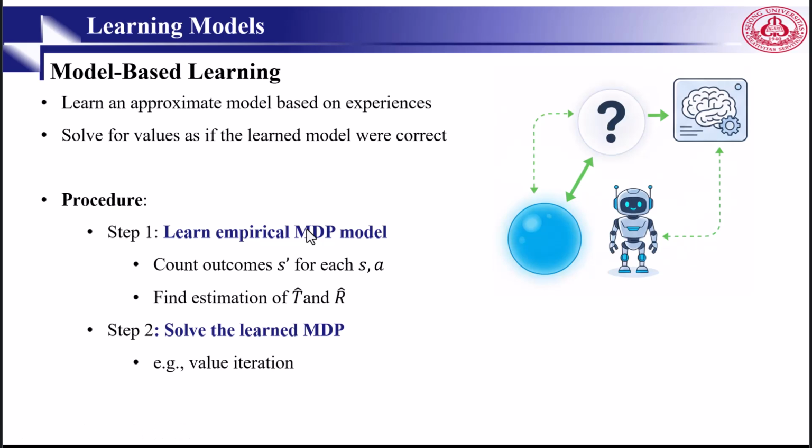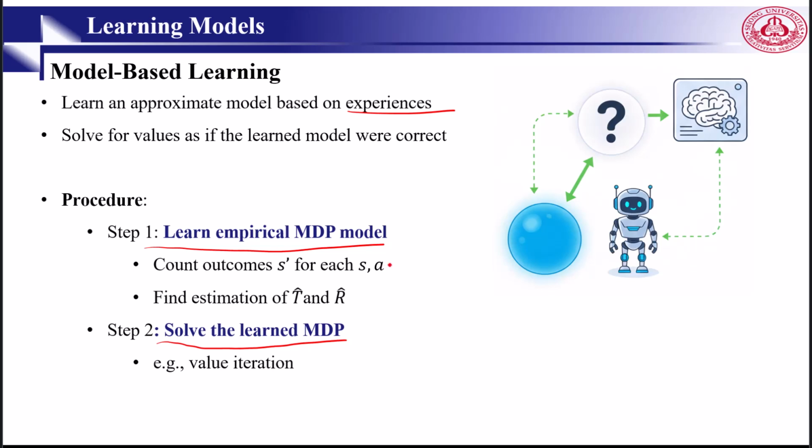In the case of model-based learning, the agent tries to learn an approximate model based on the collected experience that we have. Then if the learned model works well, it can be used to solve for values. In this method, we deal with two steps. One is to learn the empirical MDP model, and the other is to solve the learned MDP. In the first step, the agent tries to learn some models based on experience. Here, the agent considers the outcome of each action in a given state.